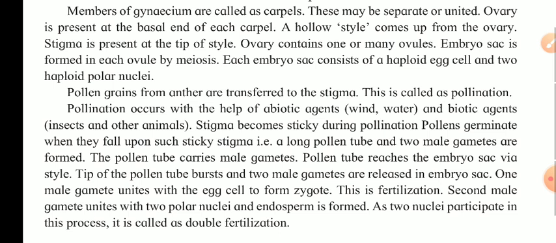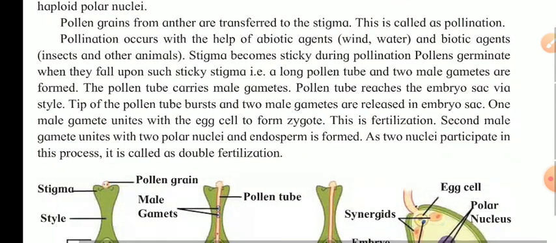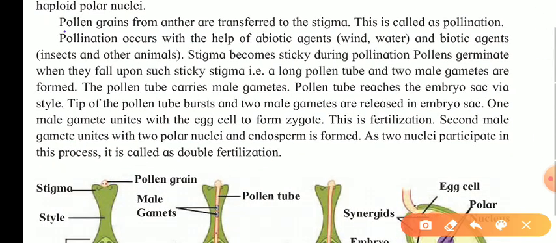Further, the pollen grains from the anther are transferred onto the stigma. The process of this transfer is called pollination. The pollen grains produced in the anther are the male germ cells, so they are haploid. When they are transferred onto the stigma, the female reproductive organ, that process is called pollination.